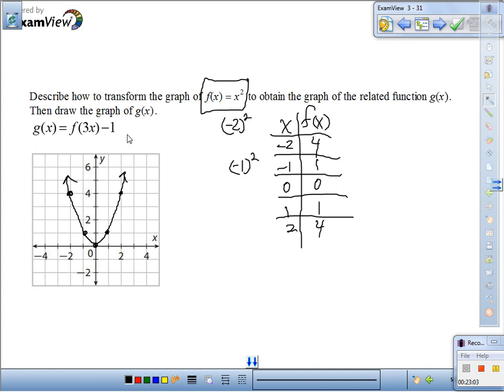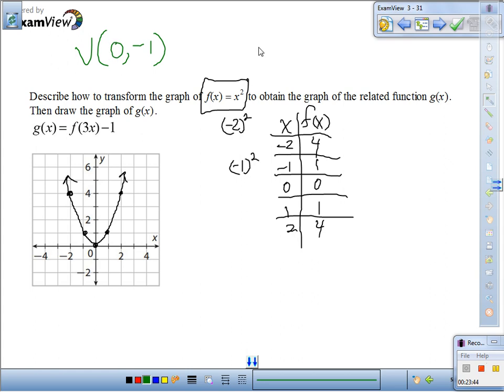According to what we see here, what is the vertex? Talk it over to your neighbor. What would be the vertex? Who said 0, negative 1? That is correct. Now, those of you who have already started seeing it through the eyes of the transformation.